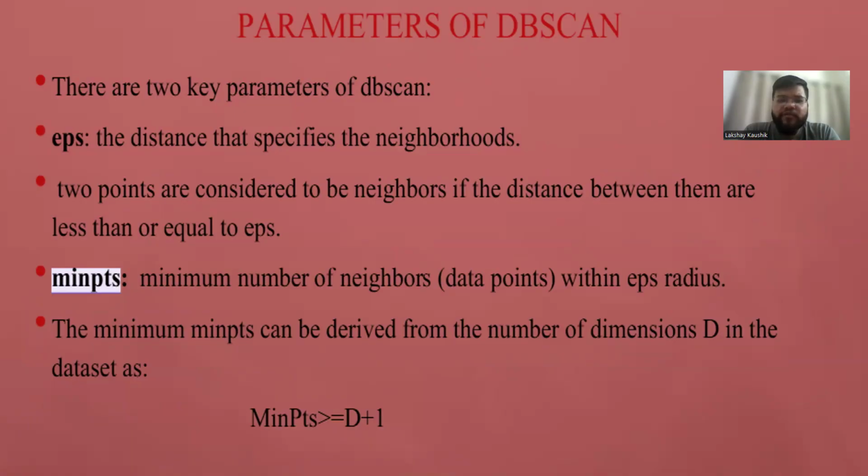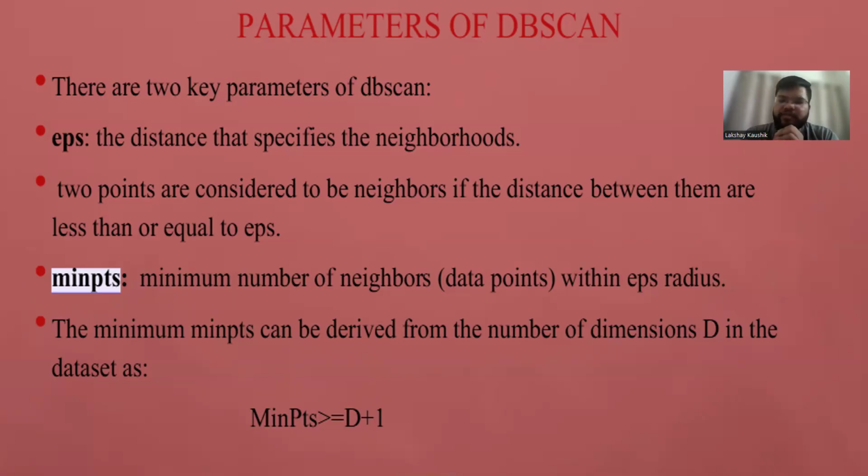Now we can focus on the parameters of DBSCAN. There are two special parameters. The first parameter is epsilon, which defines the neighborhood radius. Two data points are considered neighbors if the distance between them is less than or equal to epsilon.